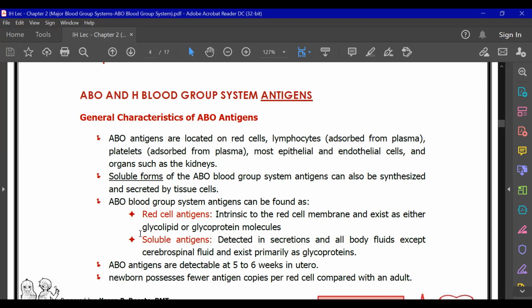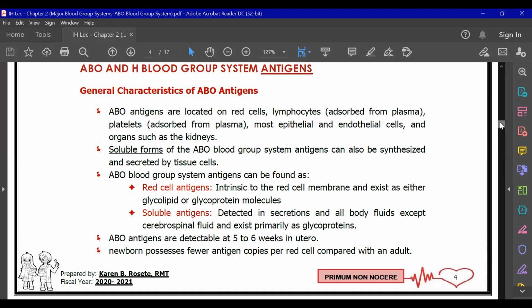And the second form of your ABO blood group system antigens is what we call the soluble antigens. Okay, so this antigen class is located or detected in body secretions and all body fluids except your CSF. In contrast to your red cell antigens, they exist only as glycoproteins.